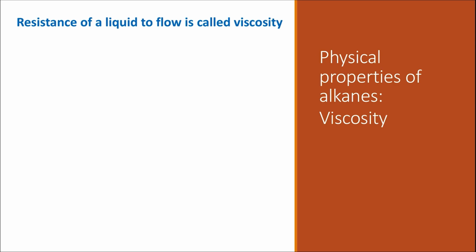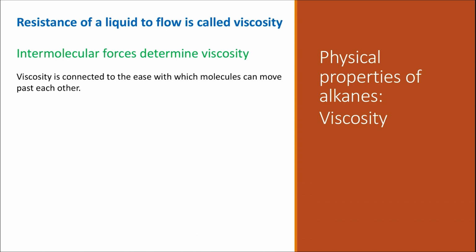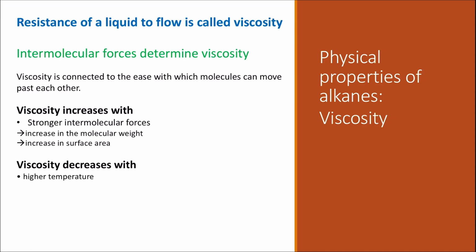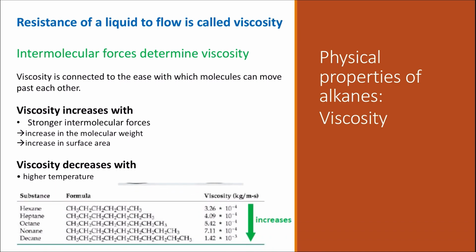The second property is viscosity, and viscosity is the resistance of a liquid to flow. The intermolecular forces also increase with the increase in the number of carbon atoms. So across the series of alkanes, the viscosity will increase with the number of carbon atoms, and it will decrease with an increase in temperature. So the longer the chain of the alkane, the higher the viscosity. If you increase the temperature, of course, the viscosity will decrease.